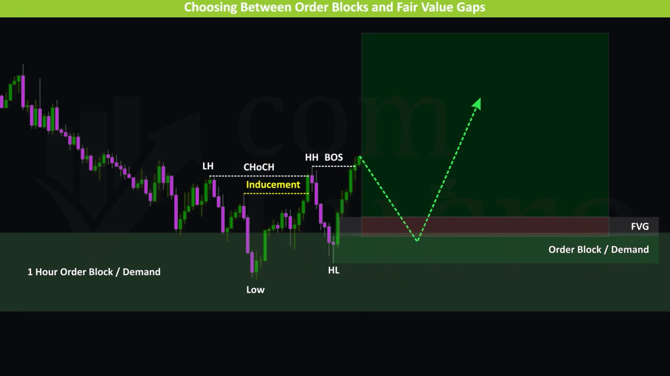In the second option, we're considering entering the market from the fair value gap area. This approach is commonly seen in lower time frames. When entering from the fair value gap, it's important to consider a key point. You could place your entry at the highest point of the fair value gap and set your stop loss just below the fair value gap area.